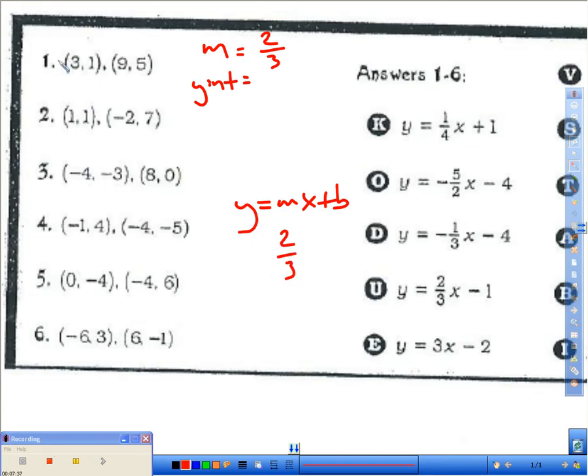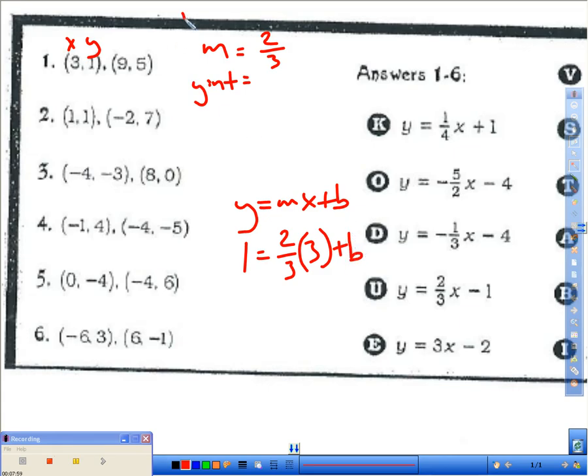And then we have a couple of points that the line passes through. So let's just use our first x value and our first y value and plug those in place of x and y to find out what b is. Well, our y value is 1, so we have 1 equals 2/3 times x, which x is 3, plus b, and then we can solve the equation for b.